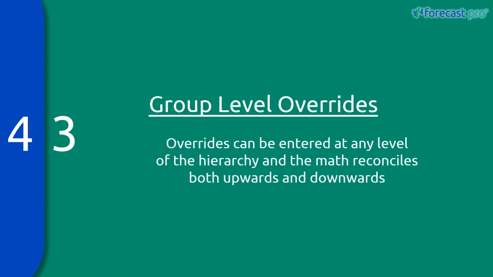So for our third example, we're going to look at how entering overrides at different hierarchy levels affects the forecast, keeping in mind that overrides can be entered at any level of the hierarchy, and the math is going to reconcile both upwards and downwards. So this will be a brief example, but key to your forecasting process.